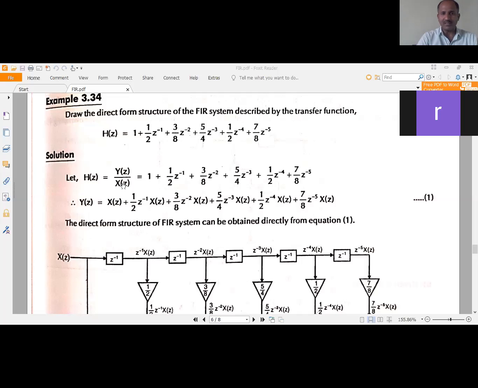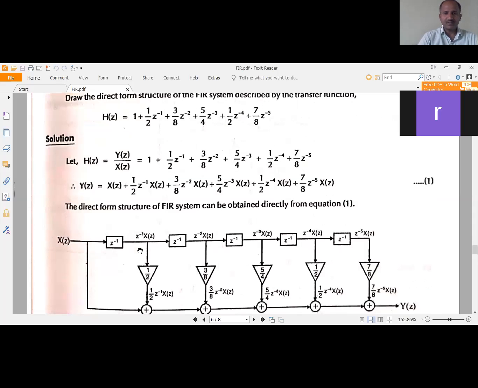You have to cross multiply this equation. So Y of z equal to X of z, which is common for each and every element in the given equation. So Y of z equal to X of z plus 1 by 2 into z power minus 1 into X of z plus 3 by 8 into z power minus 2 into X of z plus 5 by 4 z power minus 3 into X of z plus 1 by 2 z power minus 4 into X of z plus 7 by 8 z power minus 5 into X of z. This is the output of the given FIR system, and for this output you have to realize using direct form.